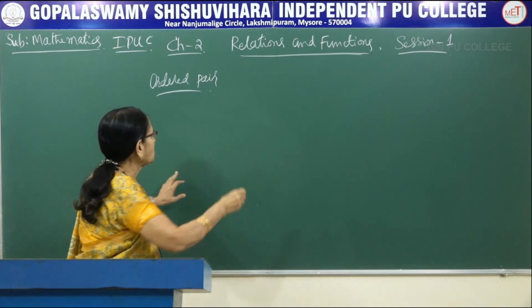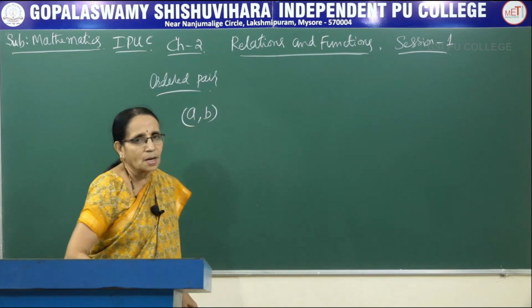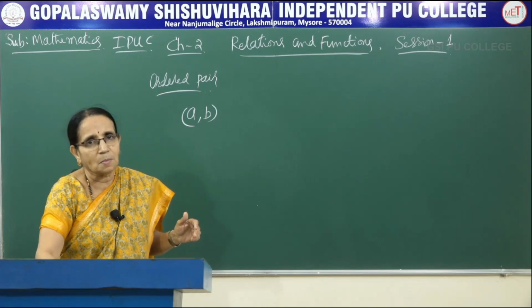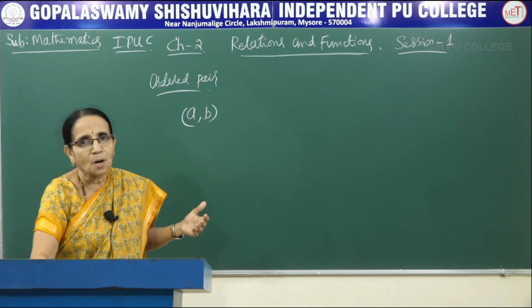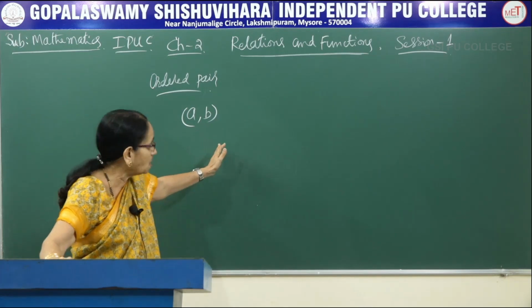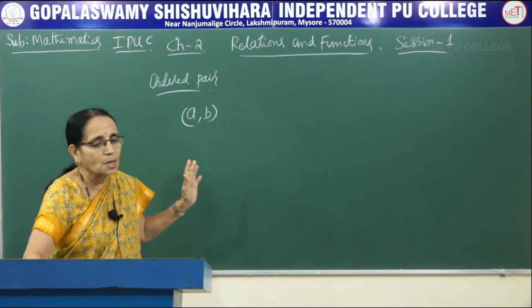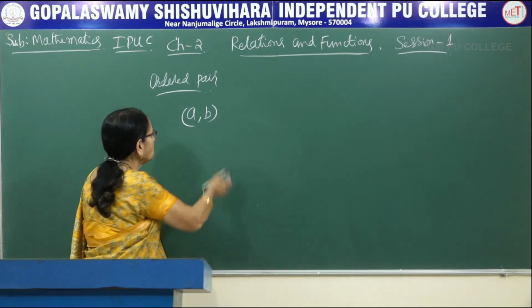Now, in general I write it as (a, b). A is called the first element and B is called the second element. Sometimes A is also called the first coordinate. So A is the first coordinate and B is the second coordinate, or generally we say A is the first element and B is the second element. This definition we have to know.